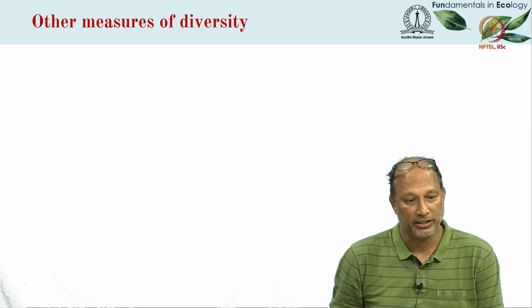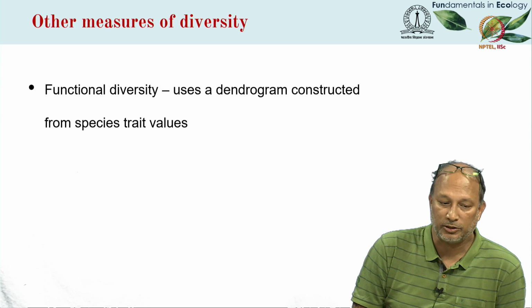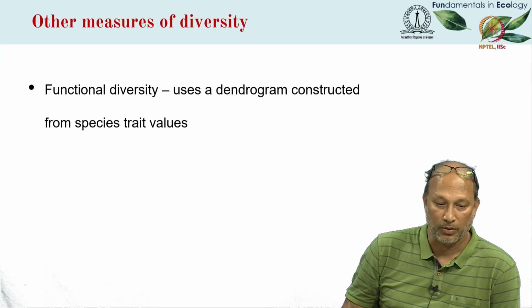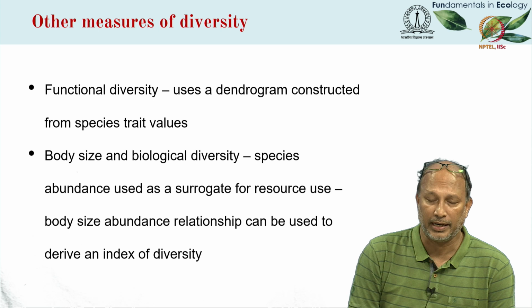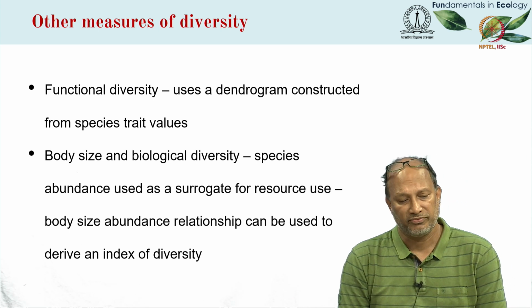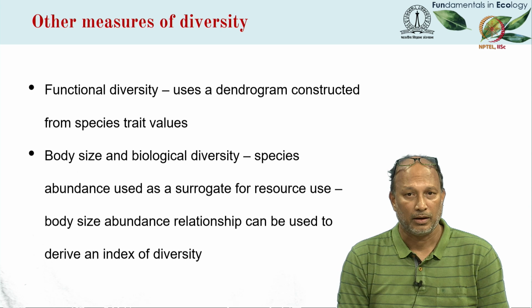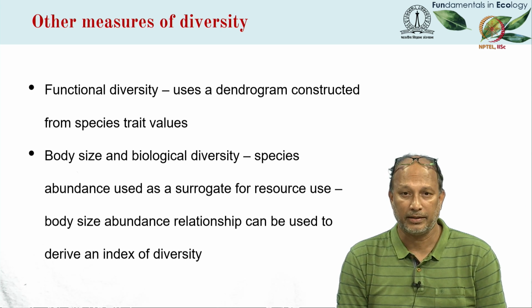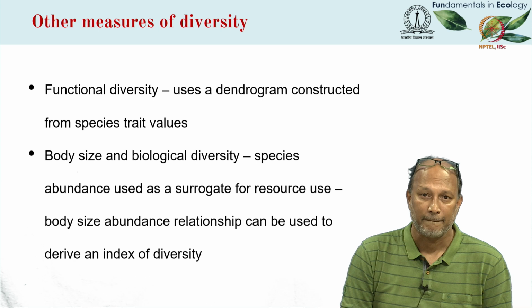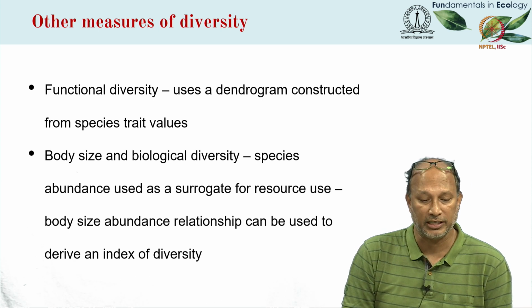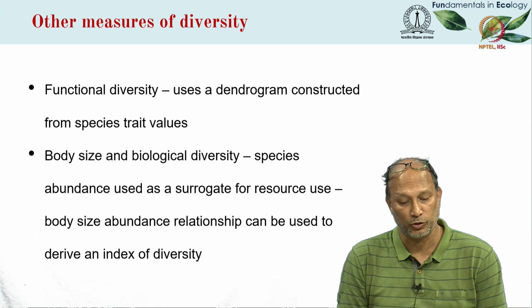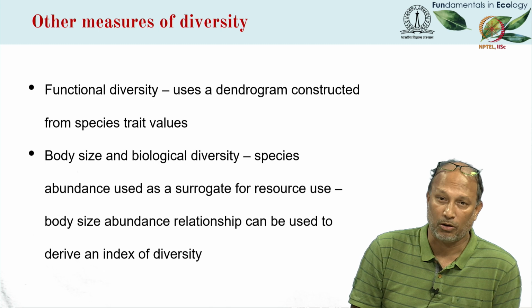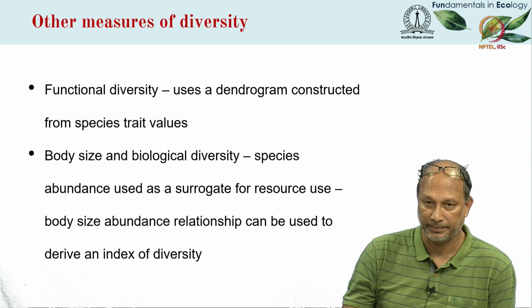There are other measures of diversity as well. We touched briefly upon functional diversity. One of the ways to measure this is using dendrograms constructed from species trait values. But in ecology and evolution, there's various other traits that have been used to understand ecology and the evolutionary history of lineages. Body size is one of these. Species abundance has been used as a surrogate for resource use, but the body size abundance relationship can also be used to derive an index of diversity.